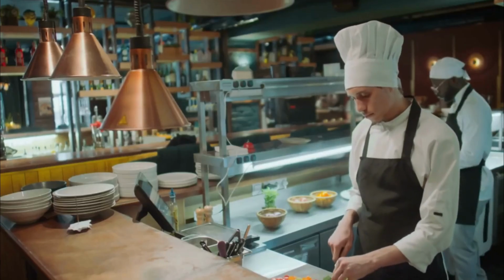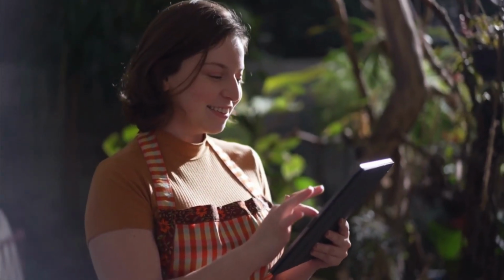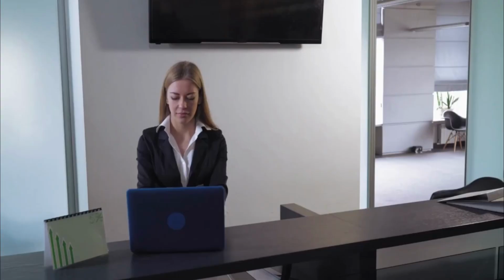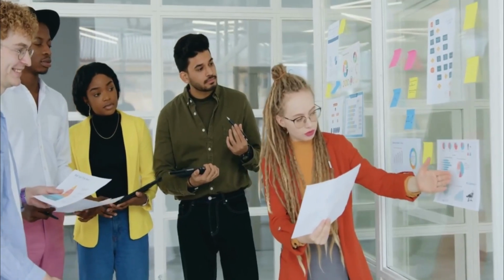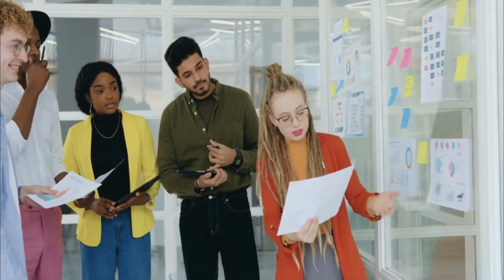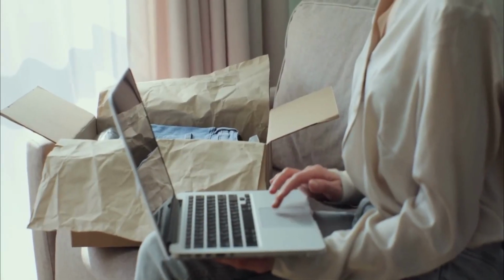For a restaurant app, marketing ensures customer engagement features, while kitchen staff inputs help integrate real-time inventory updates, creating a balanced, user-friendly product. Keep goals actionable and measurable. Replace vague goals with specific ones, like ensuring users can add an item to their cart in under 30 seconds, making objectives clear and achievable.